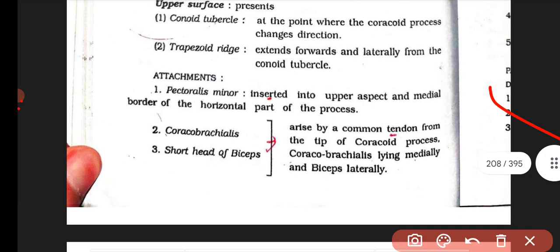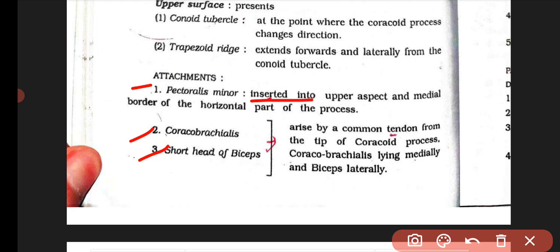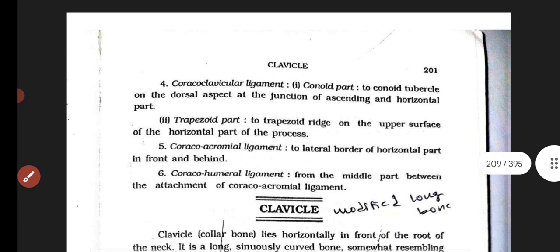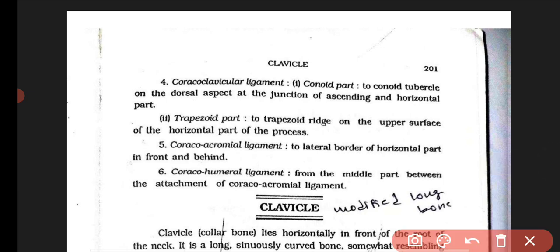The major muscle attachments of the coracoid process are the pectoralis minor insertion, coracobrachialis origin, short head of the biceps origin, and next one is the coracoclavicular ligament, the conoid part, the trapezoid part from the trapezoid ridge of the upper surface, and the coracoacromial ligament, coracohumeral ligament. These muscle attachments are most important for exam purposes.